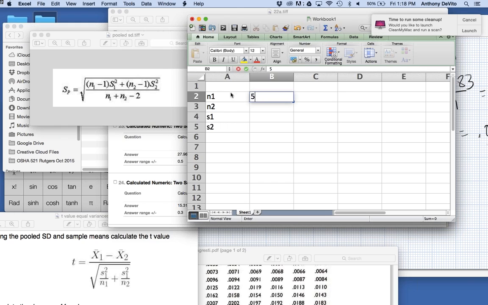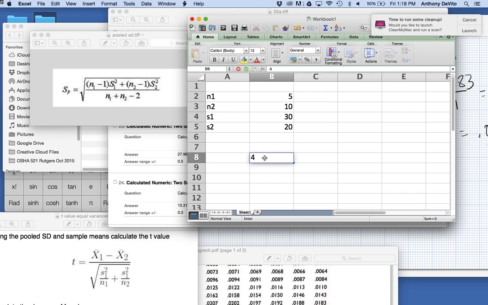Group 1, sample size was 5, and the standard deviation of group 1, I believe, was 30. I'll go back and check before we actually work on it. And for group 2, I think the sample size was 10, and the standard deviation for sample 2 was equal to 27. Okay, so now I want to calculate a pooled standard deviation. I'm going to do this in 1, 2, 3 steps and then find the square root of them.